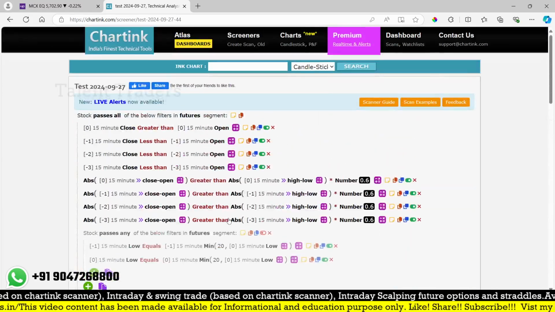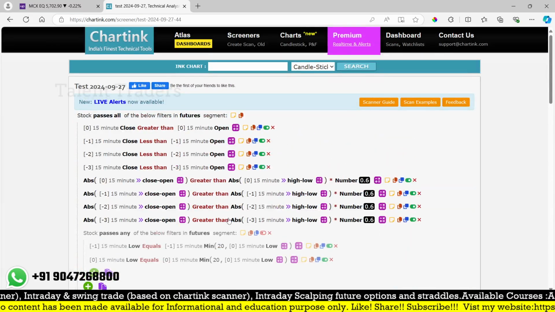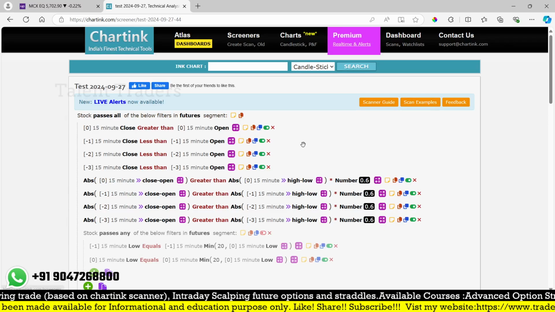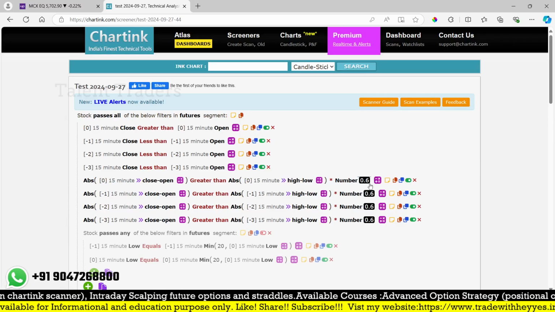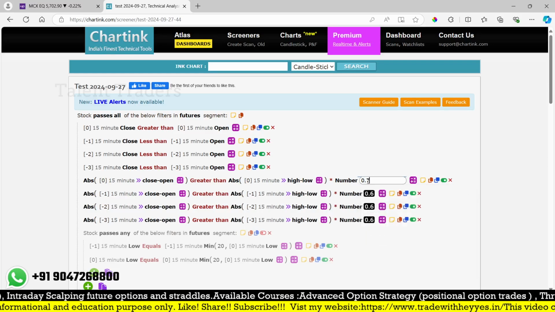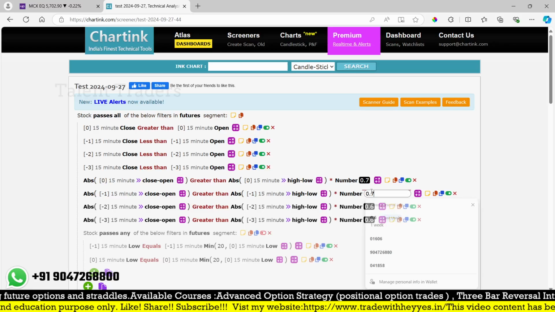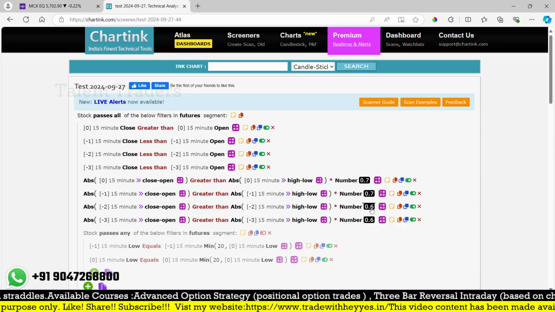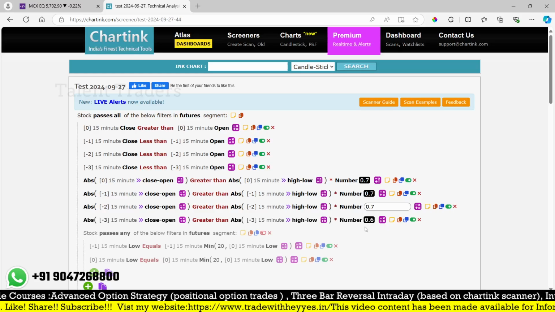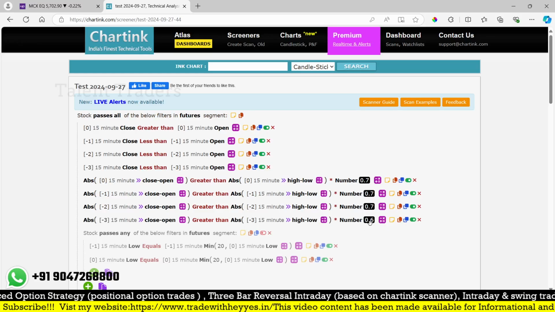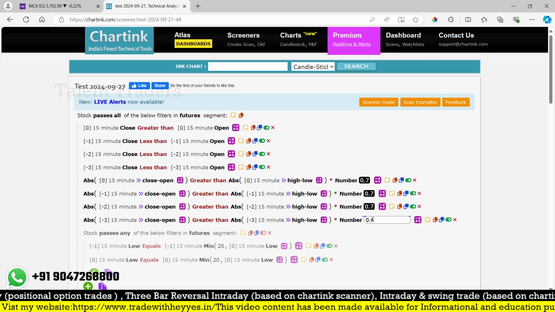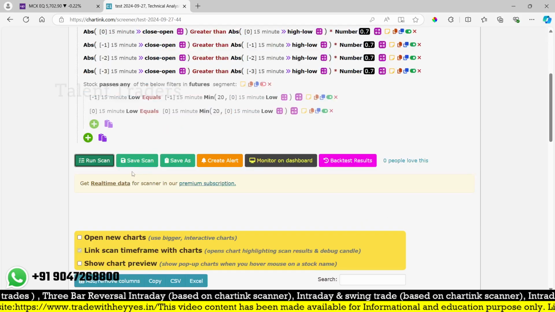Okay, I hope you understood the concepts of this scanner. This particular scanner will help you find an intraday opportunity. If you are looking at 0.7 and a very few number of stocks, but quality stocks, or intraday weekly 1 or 2 trades, then it would be a perfect scanner for your intraday. So I'll let you go with the 0.7 only.